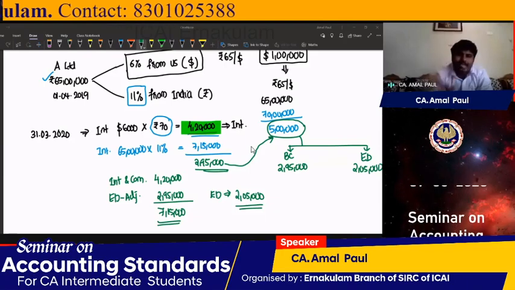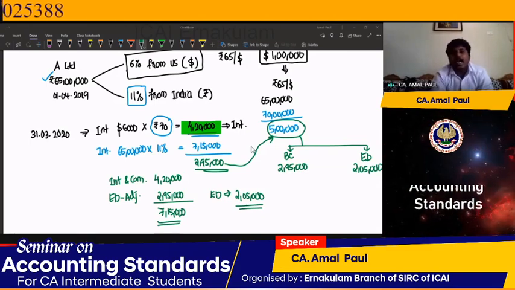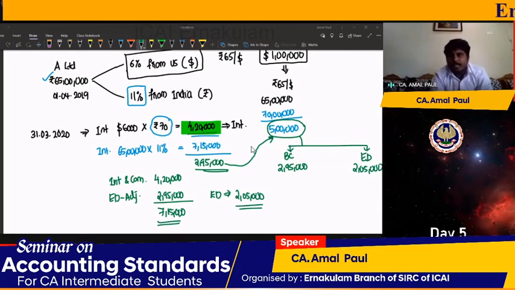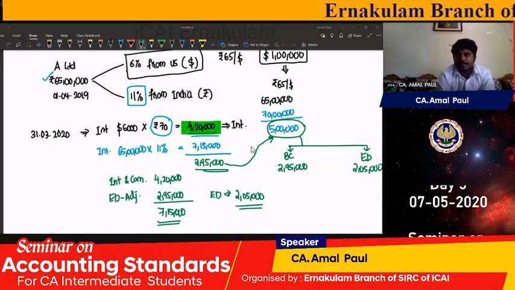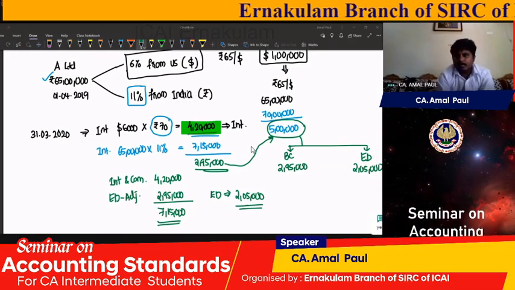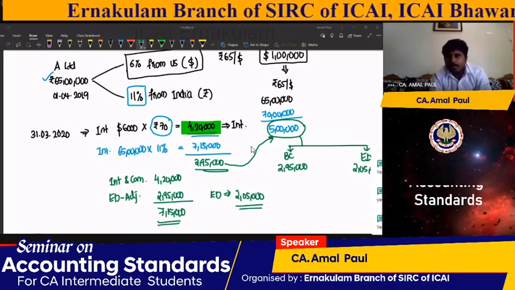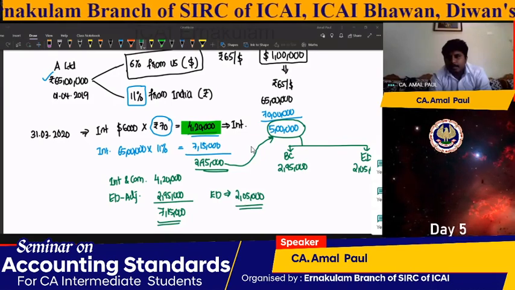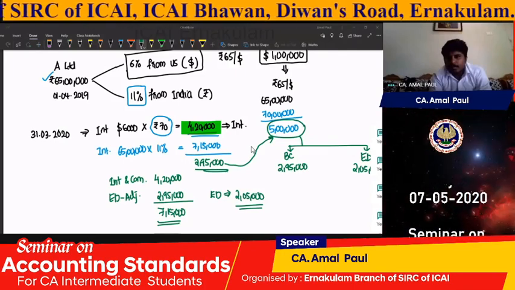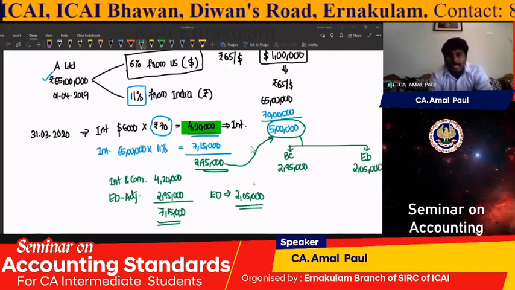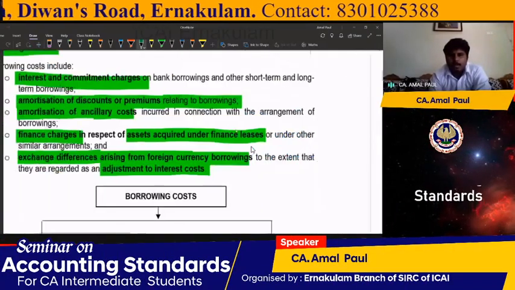So to the extent of savings you had made, you have to consider it as an adjustment to borrowing cost. So is it clear? Is it clear whether this treatment is clear? Okay, so the next aspect, we will do a problem on this.